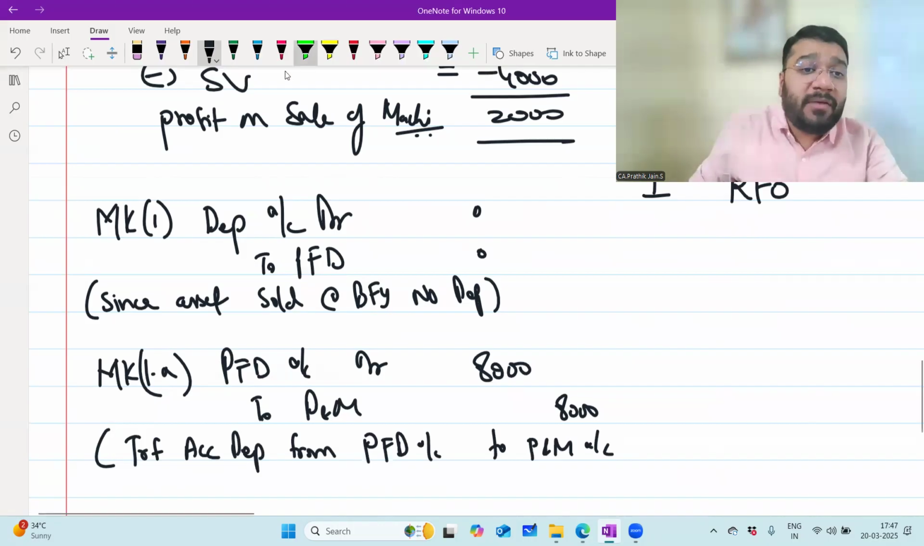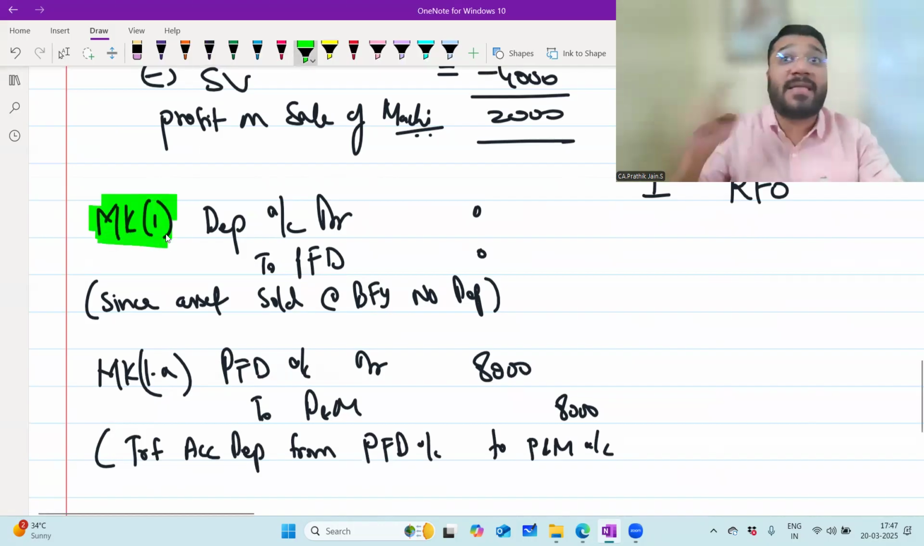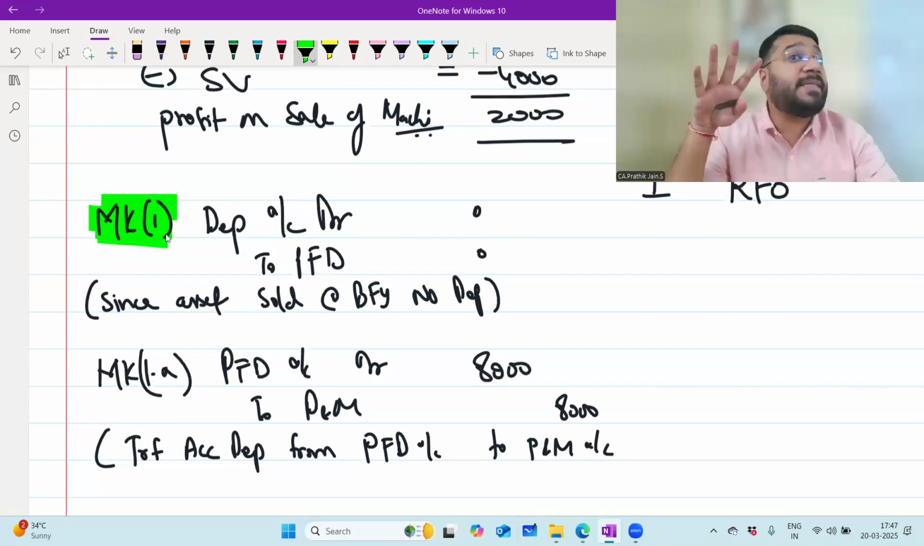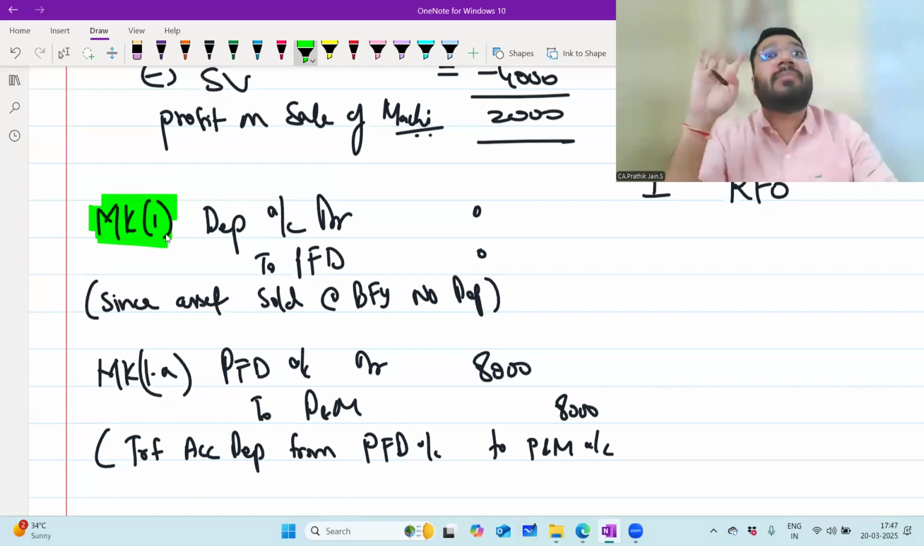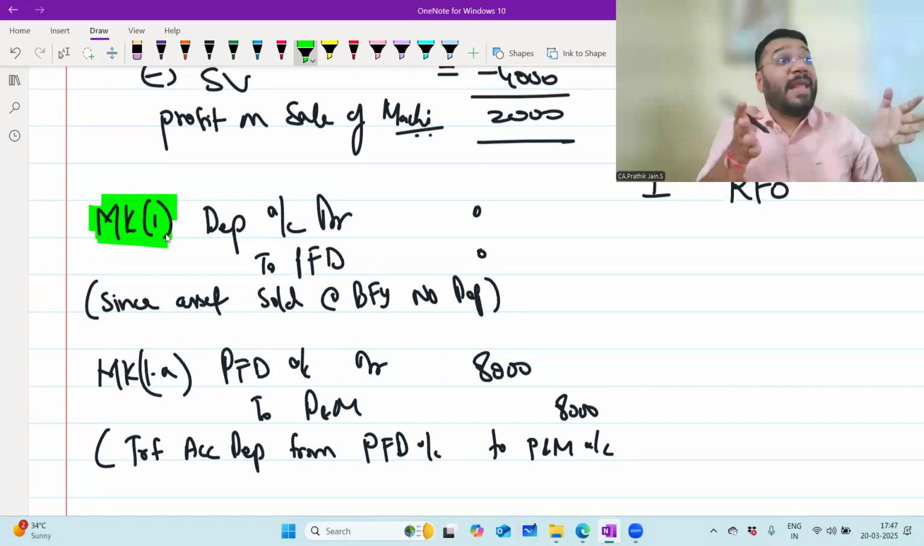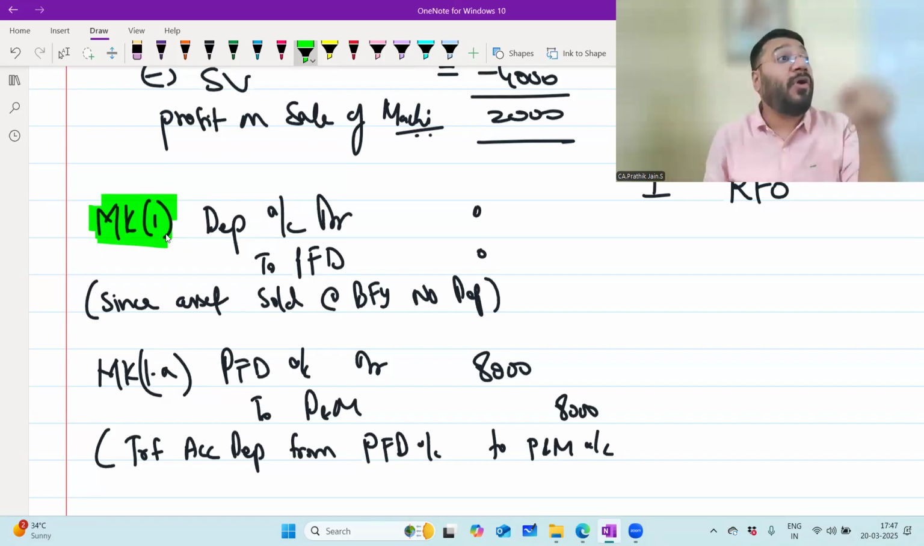Monkey one entry is what? Monkey one entry is for recording the depreciation of the asset that is being sold. Imagine had I sold this asset somewhere in the middle of the year, on 1 October. From 1 April to 1 October I used that asset, so the depreciation for that asset for 6 months I have to record. That is monkey one entry.